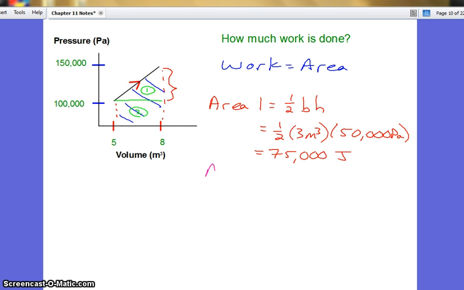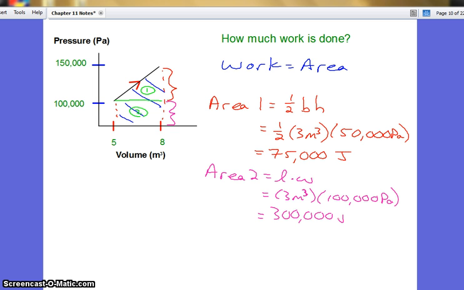To find the area of the second section, the rectangle, area is length times width. The length is again from 5 to 8, or 3 cubic meters. And our height, or width I should say, our width is 0 to 100,000, or 100,000 pascals. Again, we're in the proper units, so we get 300,000, and our units, after we multiply it, is joules.